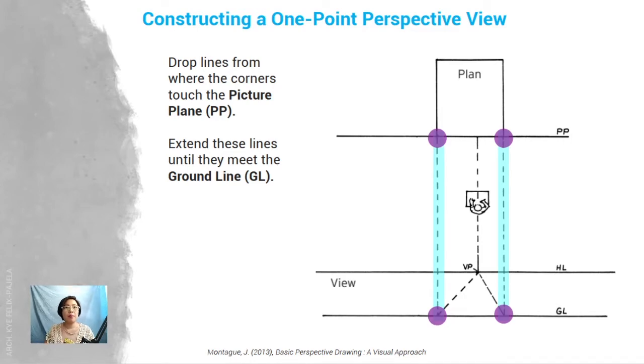lilinyahan natin pababa doon sa ground line. We are assuming na itong object na to is placed on the ground. Pag nakaangat yan, there is also a certain height kung saan sila pwedeng i-drop down itong mga linyang ito. Pero assuming na itong plan na ito is nakalapat sa ground, itong mga lines from the corner should also reach the ground. So, take note yung mga points kung saan sila nag-intersect.